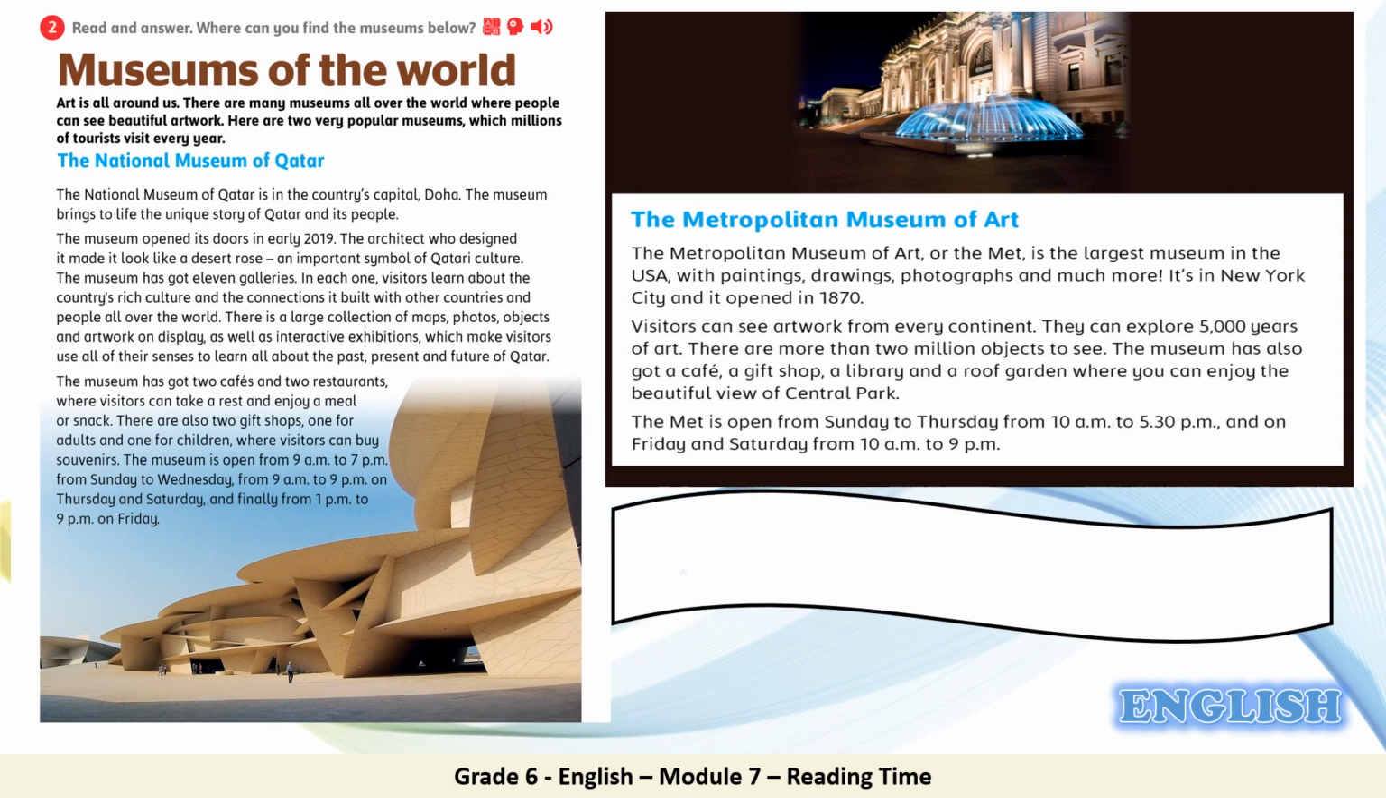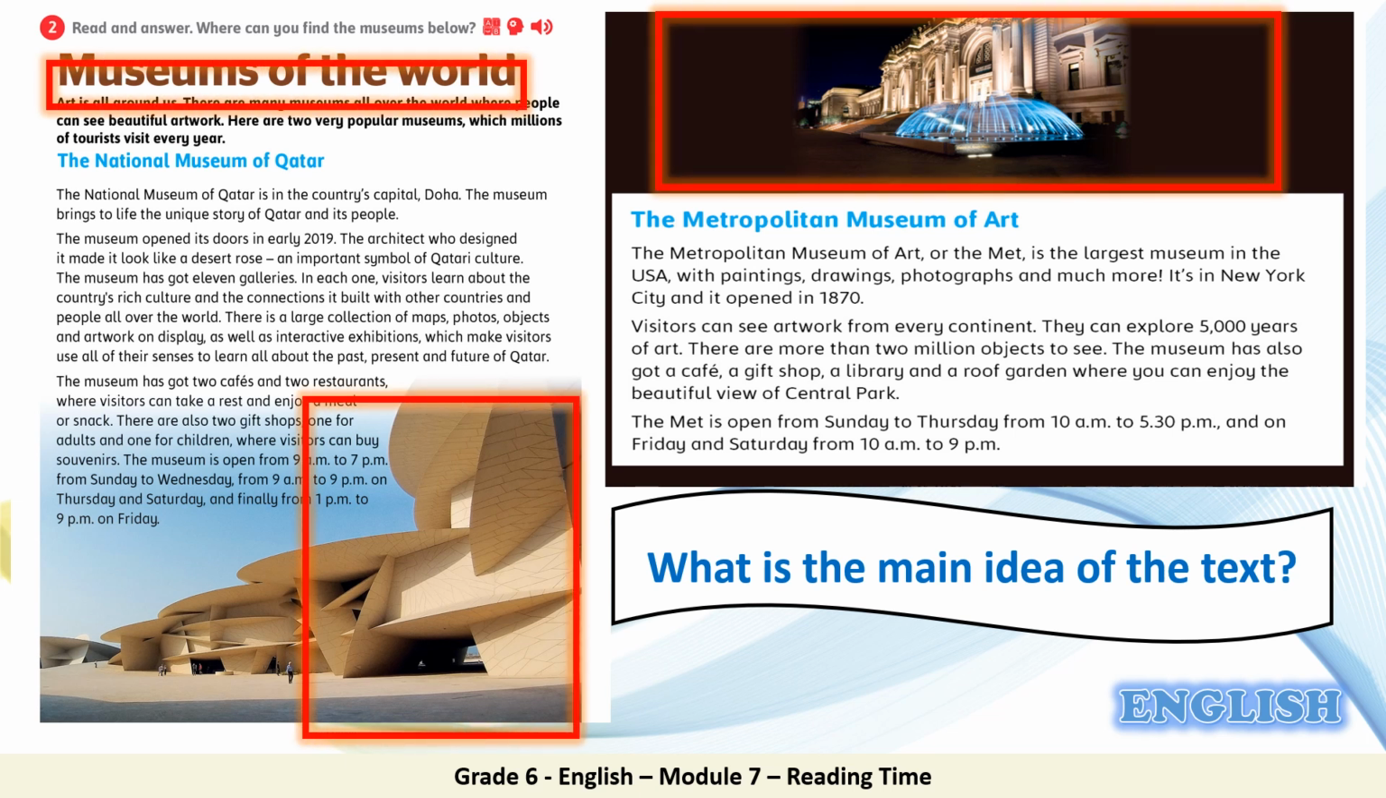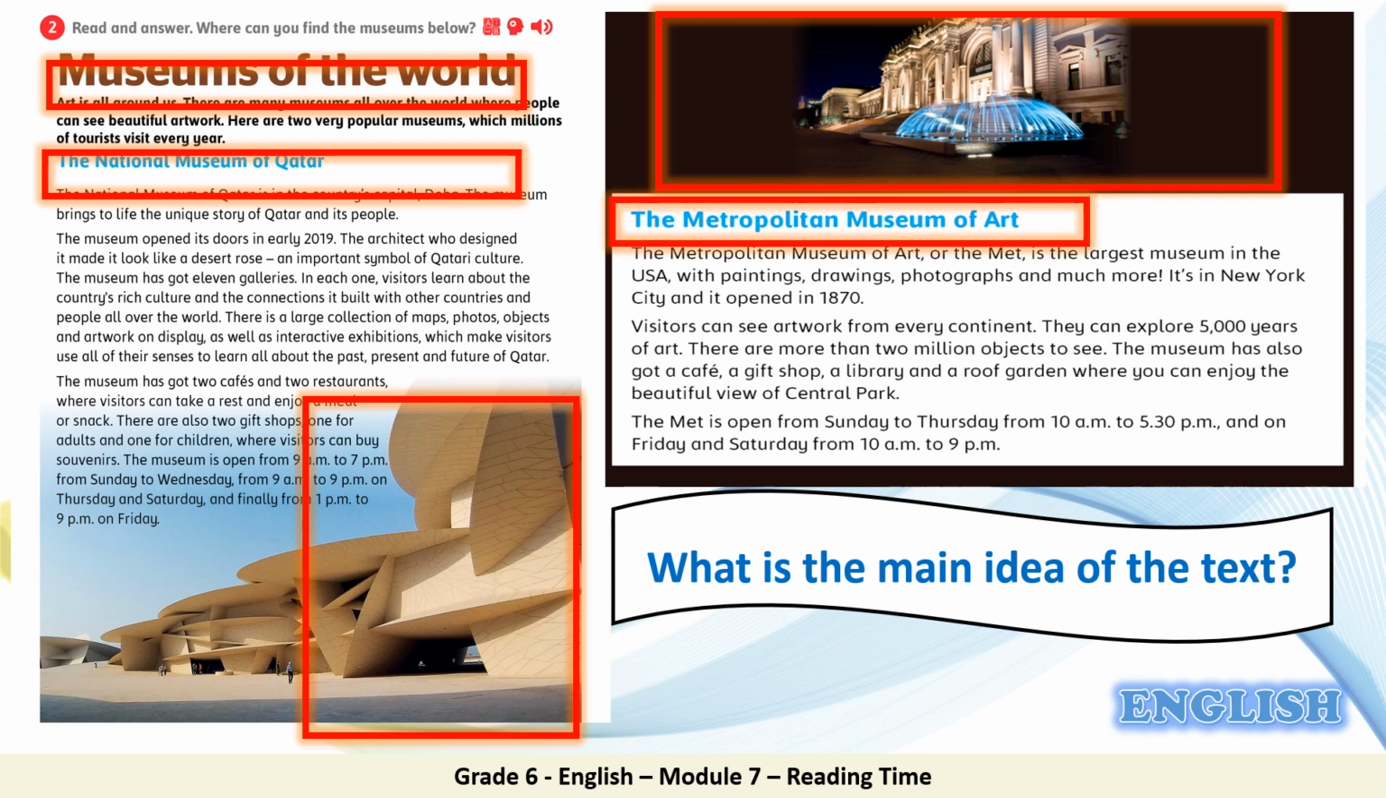Now, as usual, good readers always think about the main idea of the text before they start reading. What helps me to identify the main idea in the text? Well done. The title, the pictures, and reading the text quickly to find out what I'm going to read about. But here in this text, we have an extra help. This and this, what we call them the headings. We use the heading to help us to identify what we are going to read about.